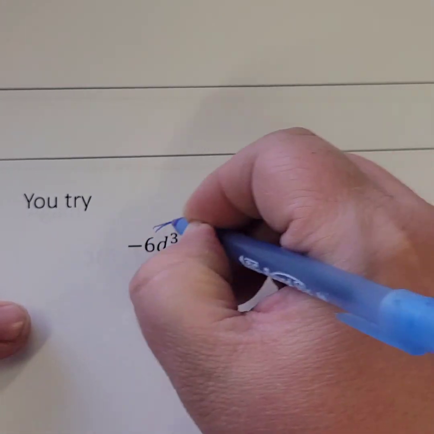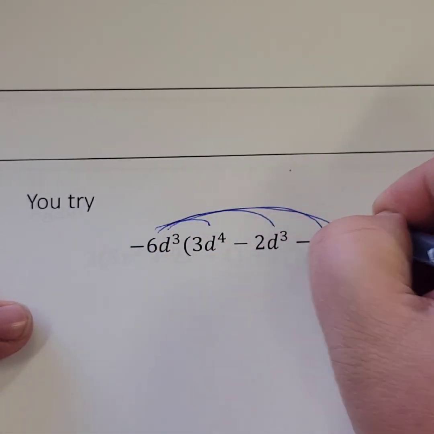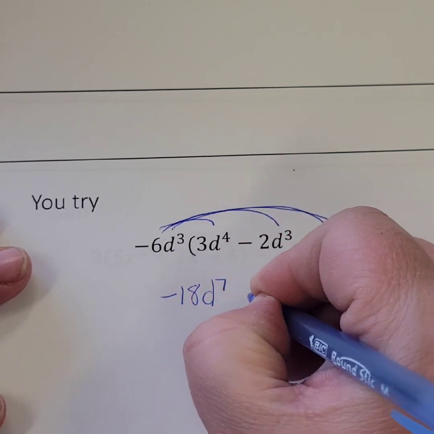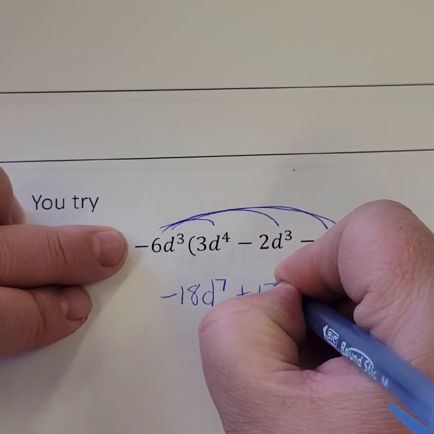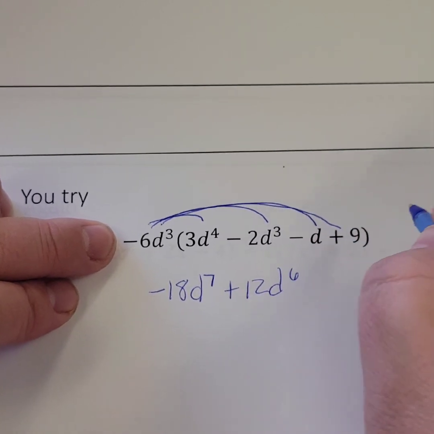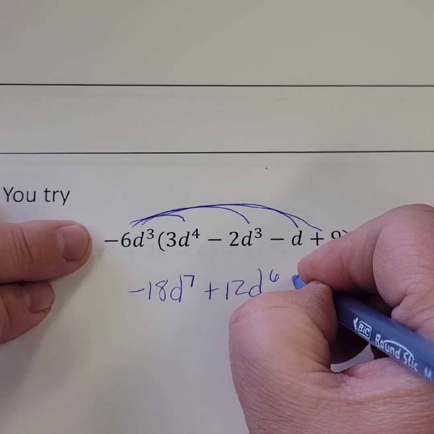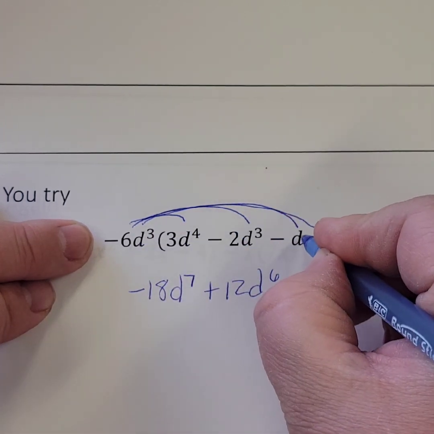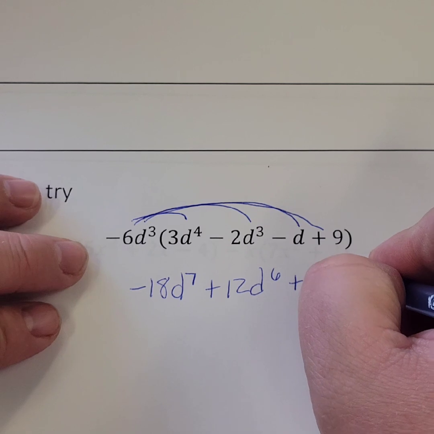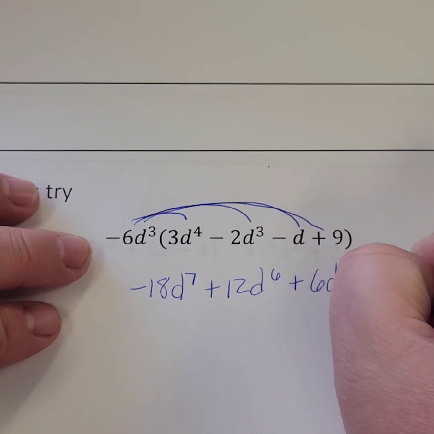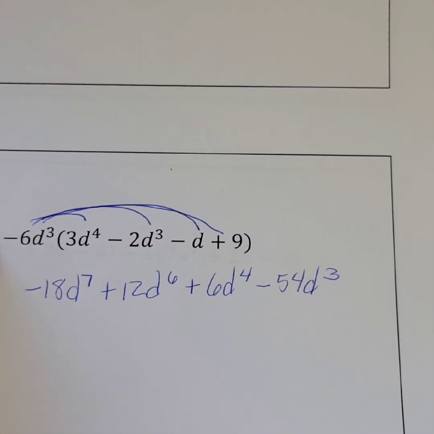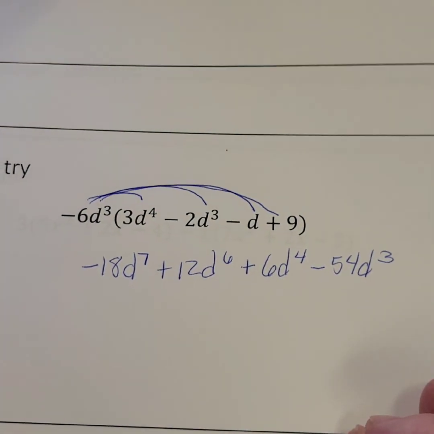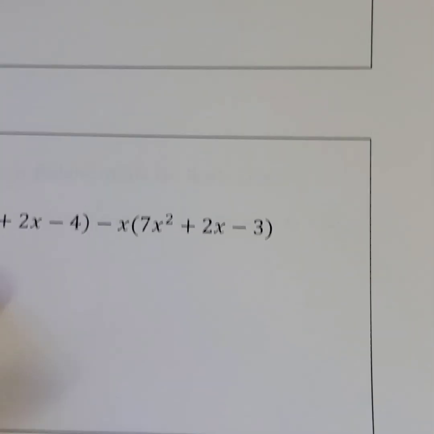So, okay, so negative 18d to the 7th plus 12d to the 6th plus 6d to the 4th, because there's 3 here and 1 here, and subtract 54d to the 3rd. Again, nothing you can put together, okay? So we're just going to keep practicing, okay?